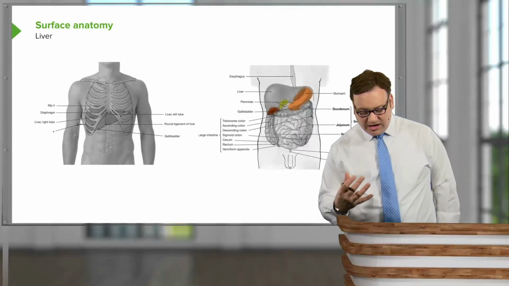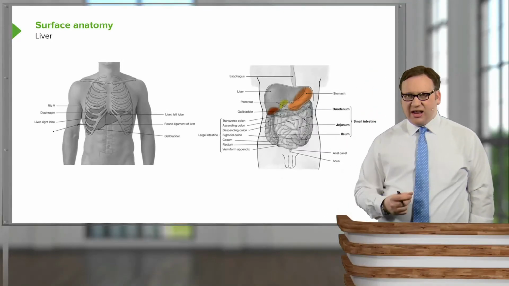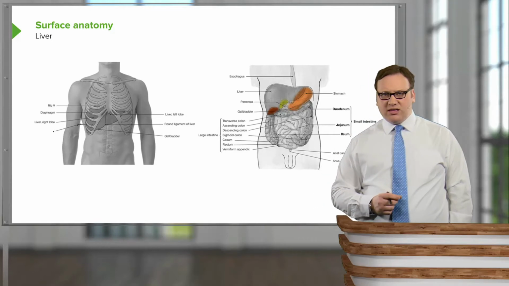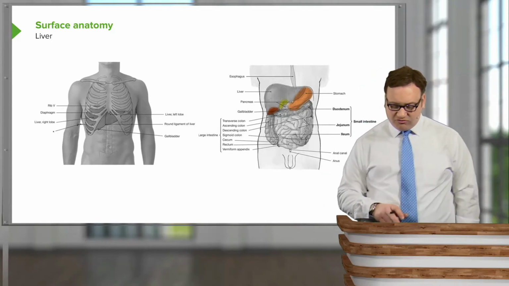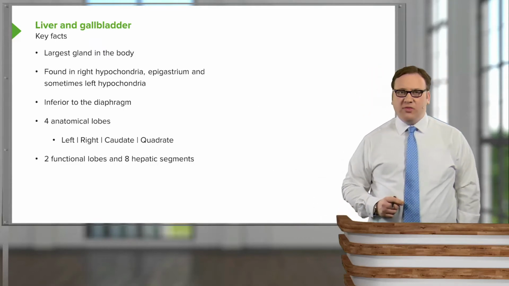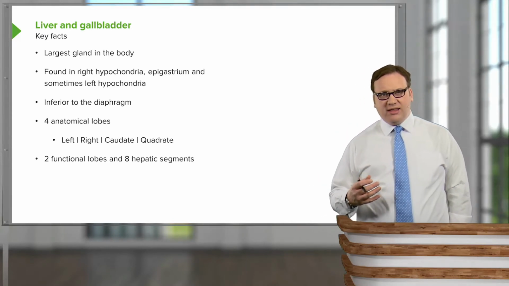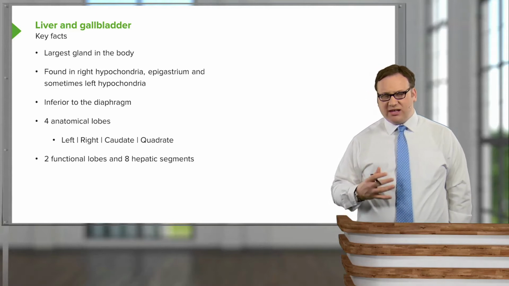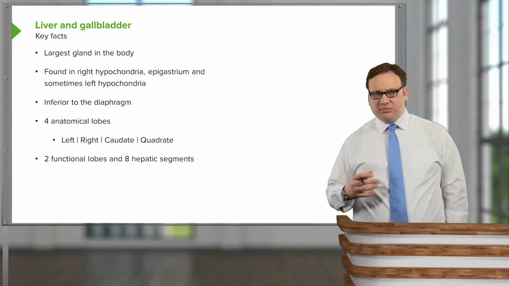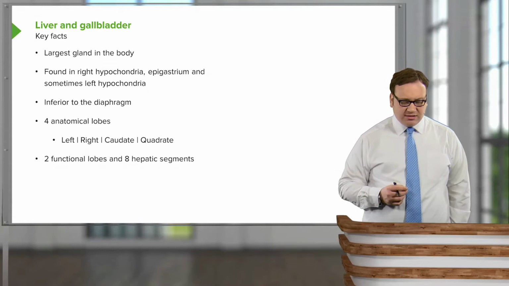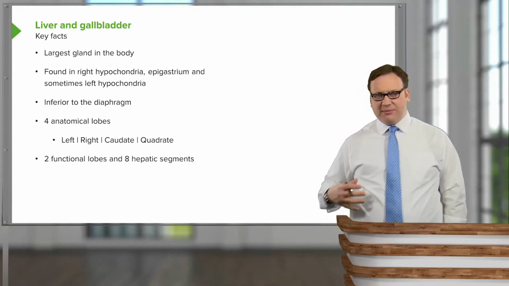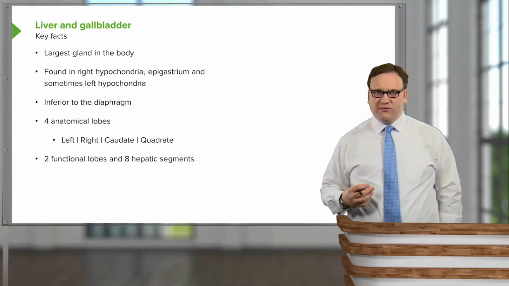So the liver, this very large gland, sits directly underneath the right dome of the diaphragm, mostly in this right upper quadrant of the abdomen. As I've mentioned, it's the largest gland in the body, and it's positioned in the right hypochondrium, the epigastrium, and sometimes the left hypochondriac regions. It is inferior to the diaphragm, specifically the right dome of the diaphragm.